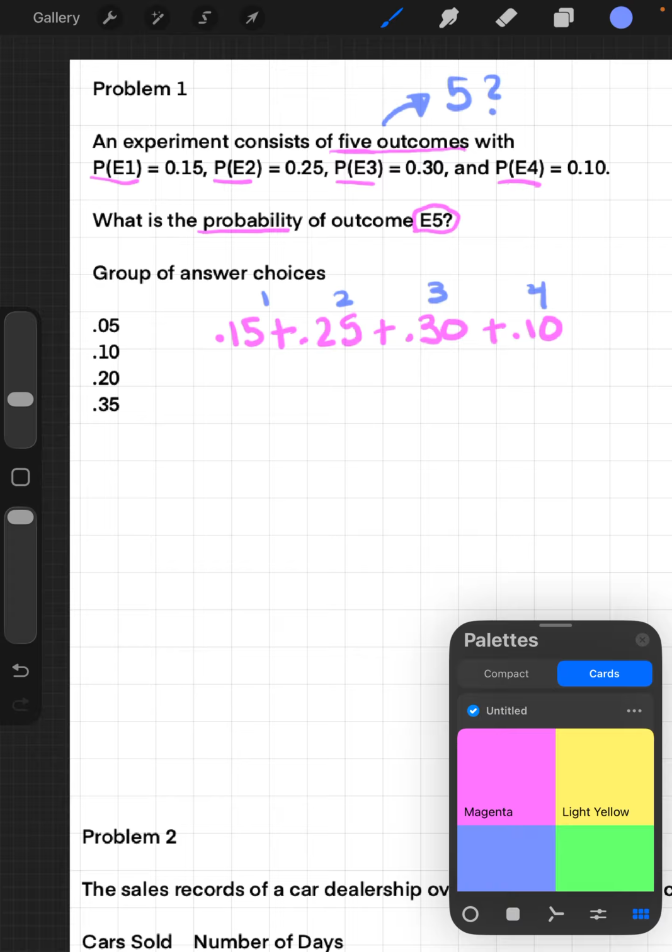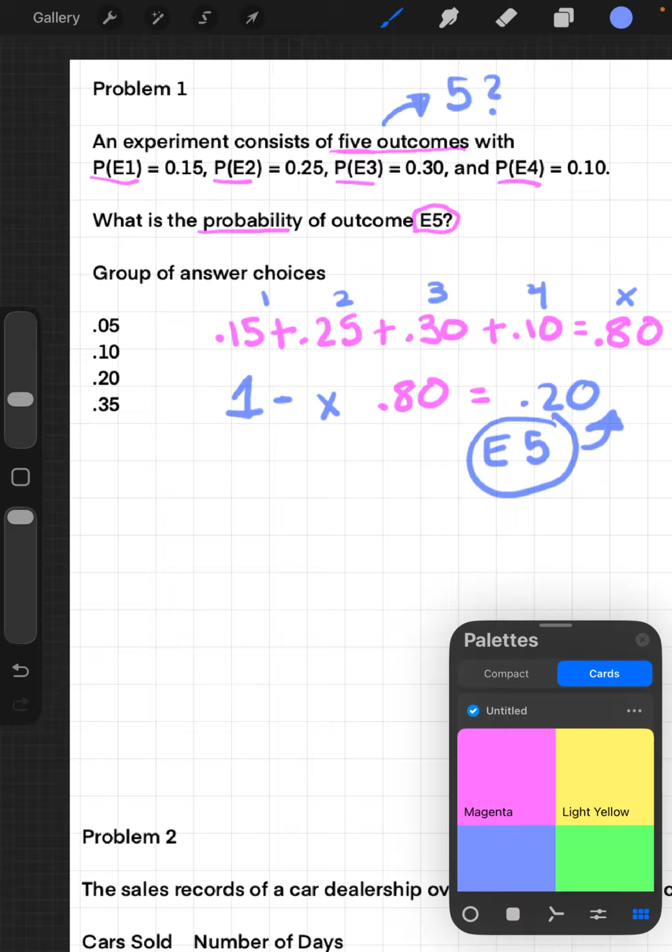So what we're gonna do is, when we add it all up, we're gonna subtract whatever we get from 1. So 1 minus x. And this will be our 5th one, because I'm gonna show you in a second. So this is 0.80, and 1 minus 0.80 will equal 0.20. And this will be our 5th E.